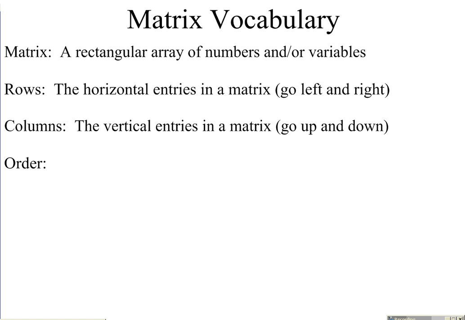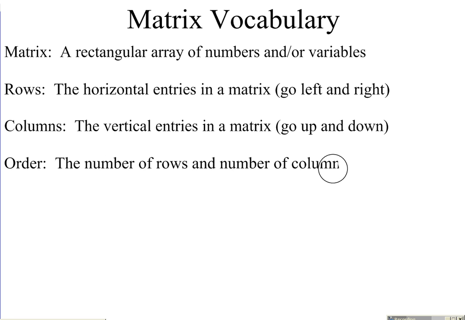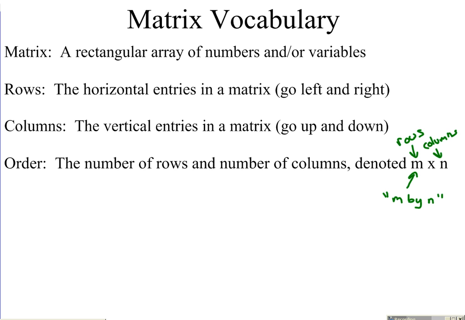The order of a matrix then is determined by the number of rows and the number of columns. This is read as M by N. M, or the first number, is always the number of rows. The second number is always the number of columns, which is why you must know the difference between rows and columns. Rows go left and right, columns go up and down.